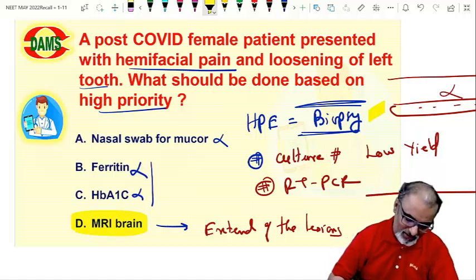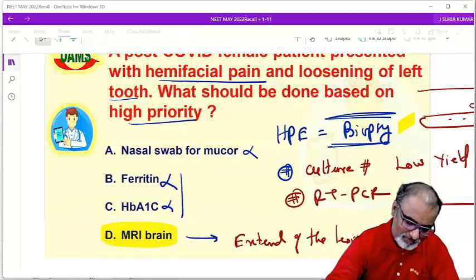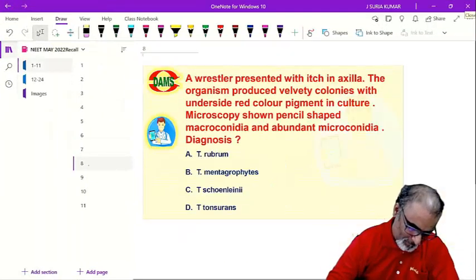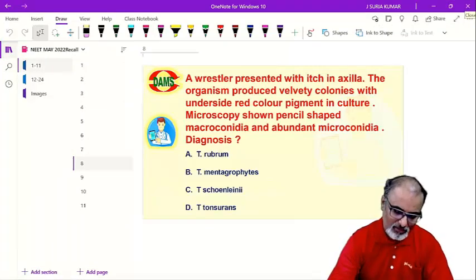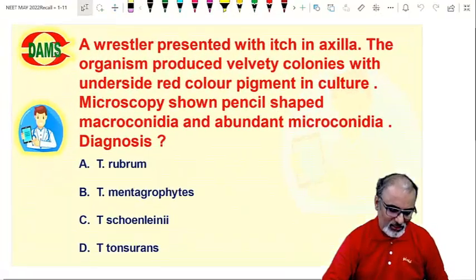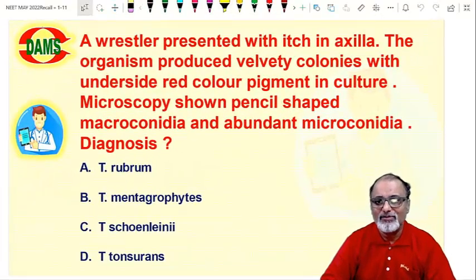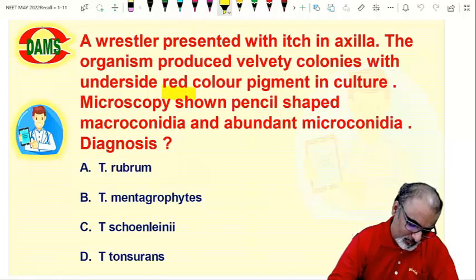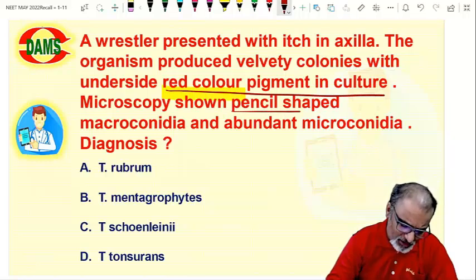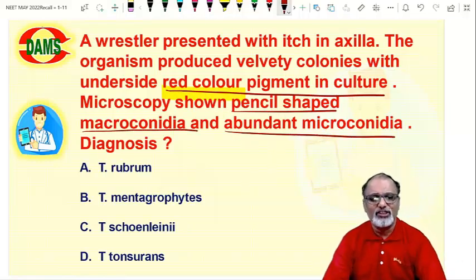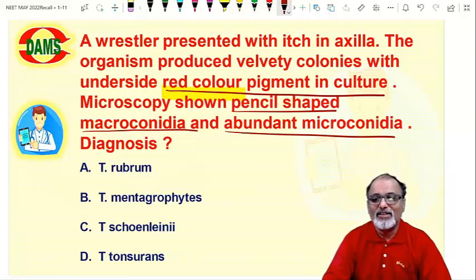Right. Next is, yes, see here, a wrestler presented with itching axilla. The organism produced velvety colonies with underside red color pigment. In the culture, microscopy shows pencil-shaped macroconidia and a lot of microconidia. That's all, that one word is sufficient. You can go for Trichophyton.